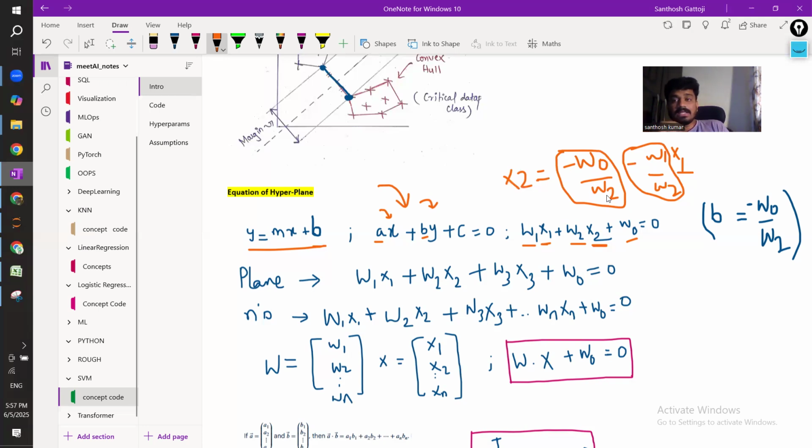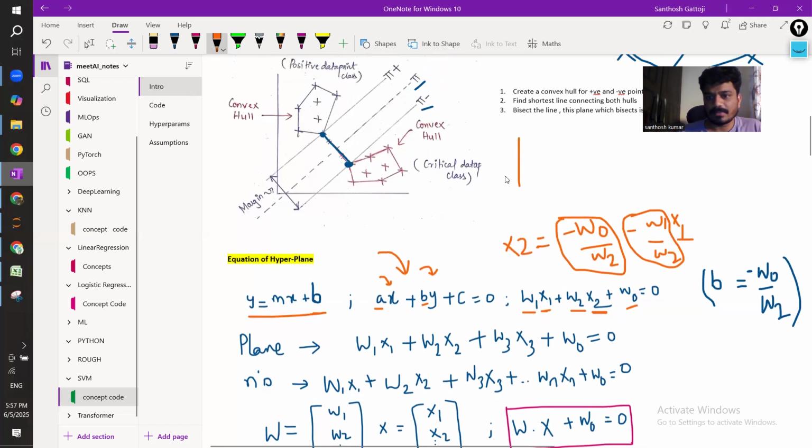If the line is passing through the origin, what will be the value of b? For example, I have this line passing through the origin. The slope is not zero; it's 45 degrees, like that. But b is zero. B is the y-intercept, meaning where the line is touching the y-axis. It's going through 0, 0.